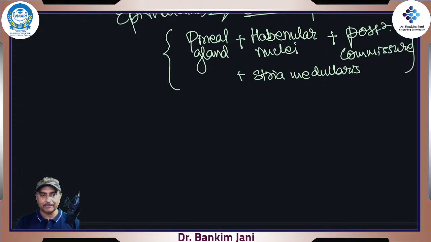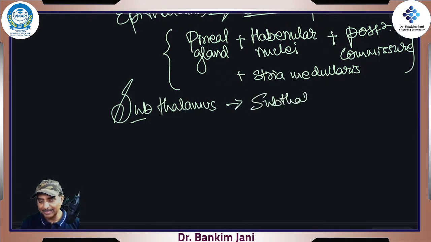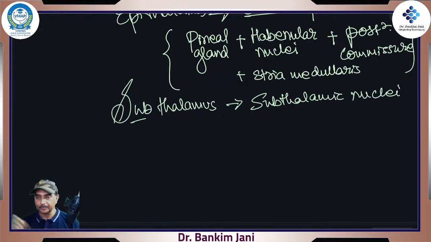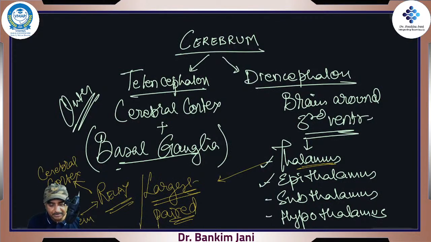Then we'll go through the images one by one, the structures. Sub, under: subthalamus. So this is under the thalamus, its location. So it has the name subthalamic nuclei. Now we talked about that this basal ganglia is a very important structure. Perhaps next time we'll be taking up the basal ganglia.